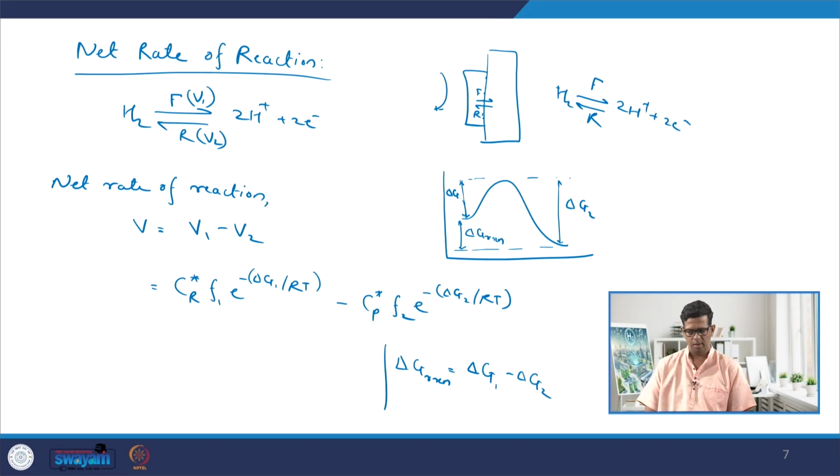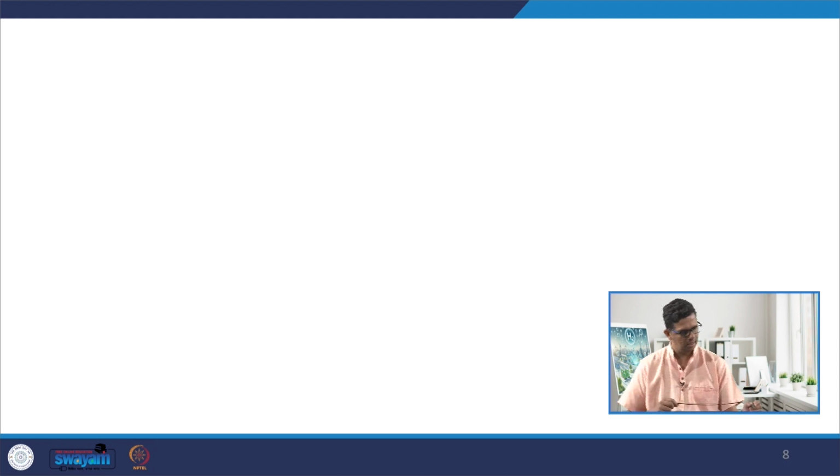The same figure has been drawn one more time. This is our activated state A. Delta G reaction is basically delta G1 minus delta G2. I can write it the other way around as well, delta G2 minus delta G1. However, we are trying to favor the forward reaction, so we write everything in terms of delta G1. This is the reaction barrier for the entire reaction. So, let us go ahead and write this.